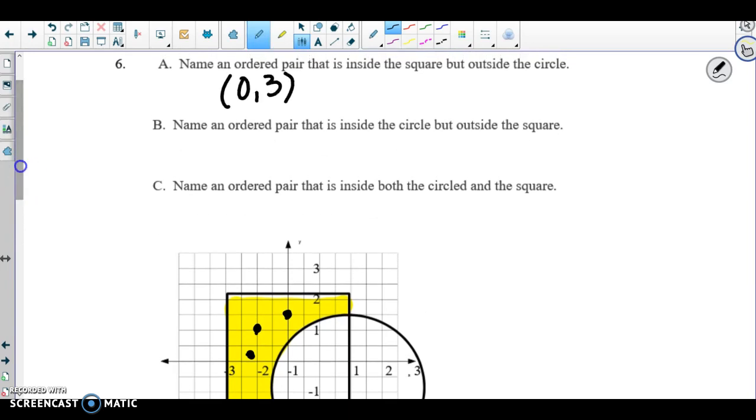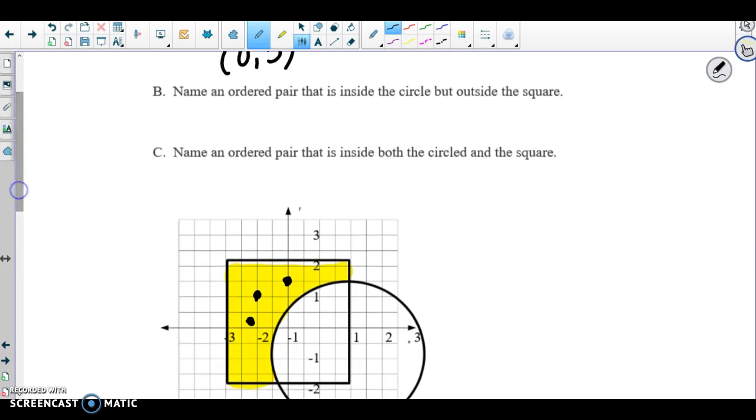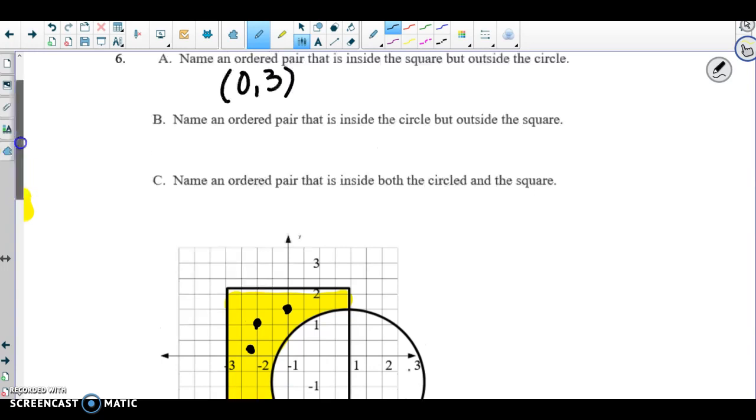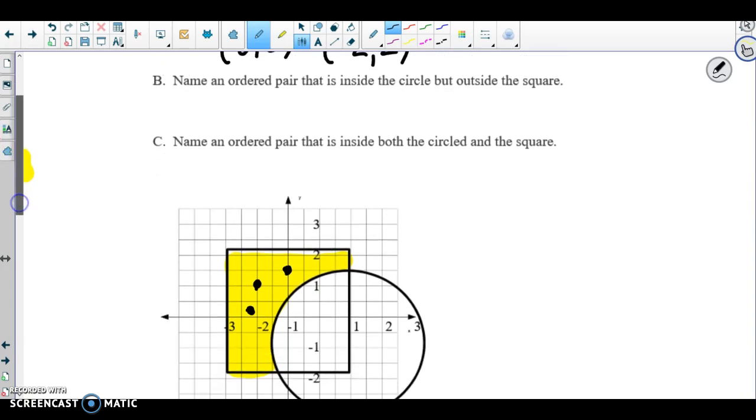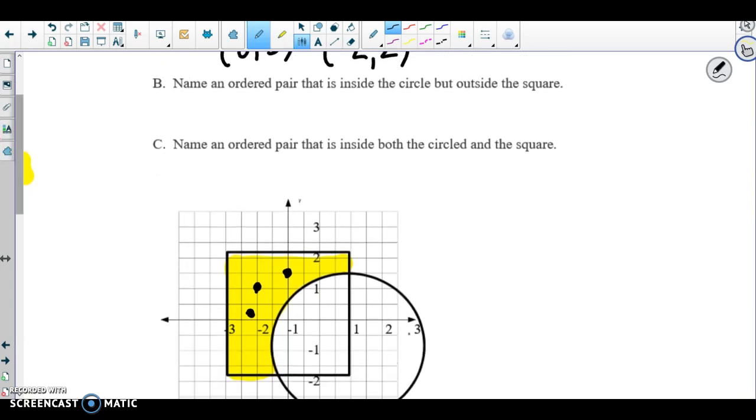Again, your answer might be different. Another possibility could be (-2, 2). And the other possibility that I put in there was -2. Where am I at? Our numbering's off a little bit there.